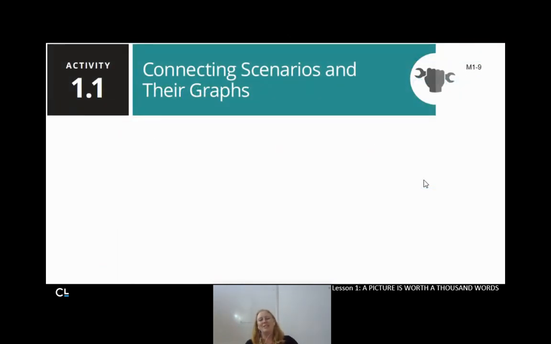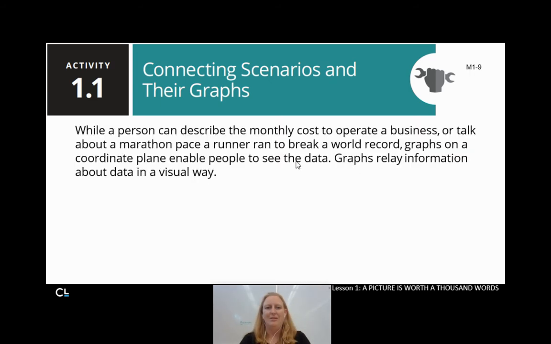Let's keep going then to page M1-9, and let's see if we can start connecting scenarios and the graphs and figuring out how everything goes together. While a person can describe the monthly cost to operate a business or talk about a marathon pace a runner ran to break a world record, graphs on a coordinate plane enable people to see the data. Graphs relay information about data in a visual way, right? We can see what's going on.